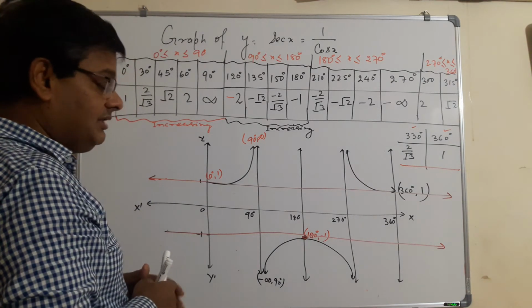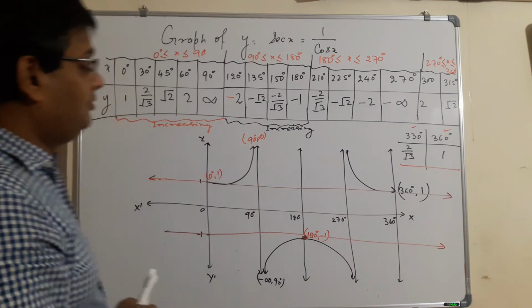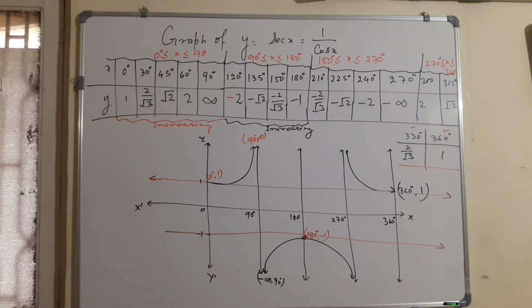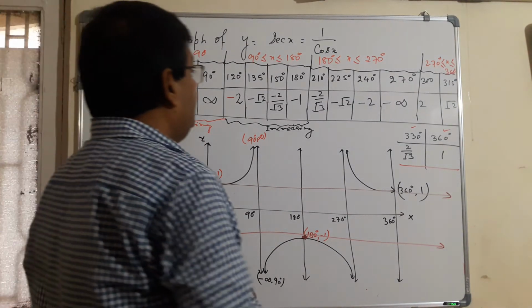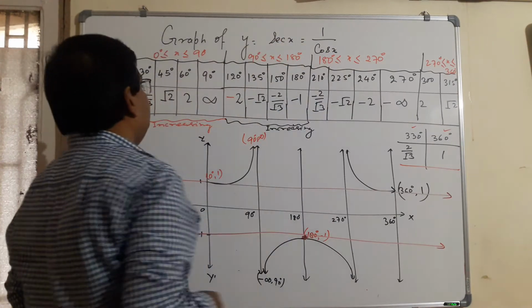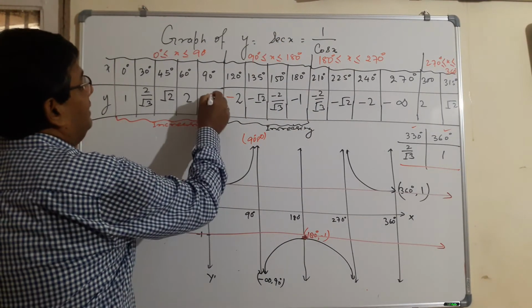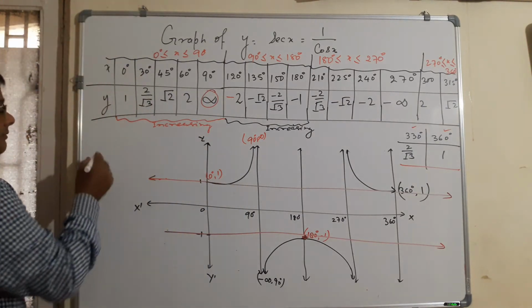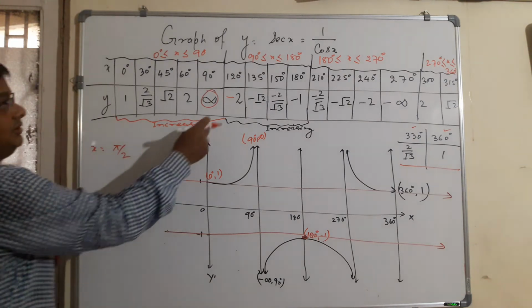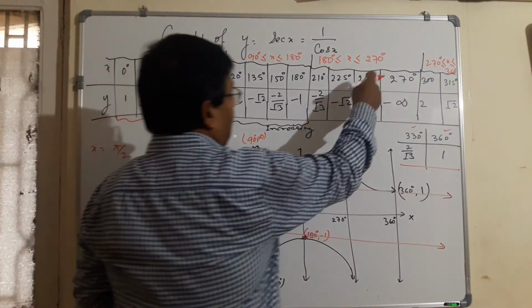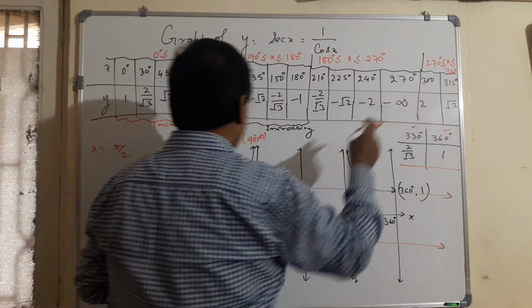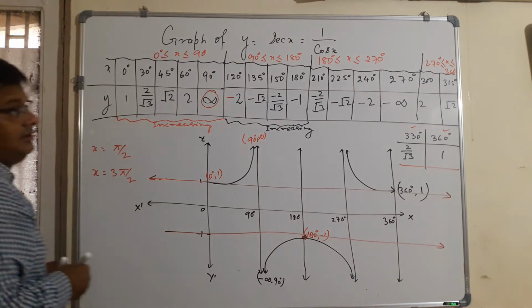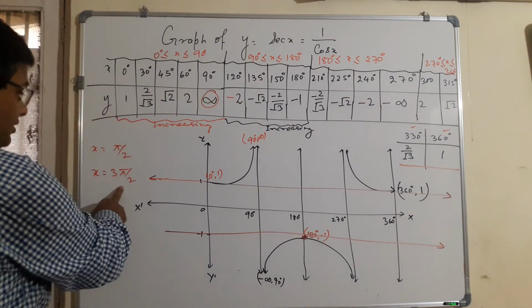So now we have to find out the domain. What is the domain and what is the range? Now see here, x is equal to pi by 2. Here f(x) is not defined when x is equal to pi by 2, it is coming infinity. Here x is equal to 270, means 3 pi by 2. Here coming minus infinity, it means not defined.